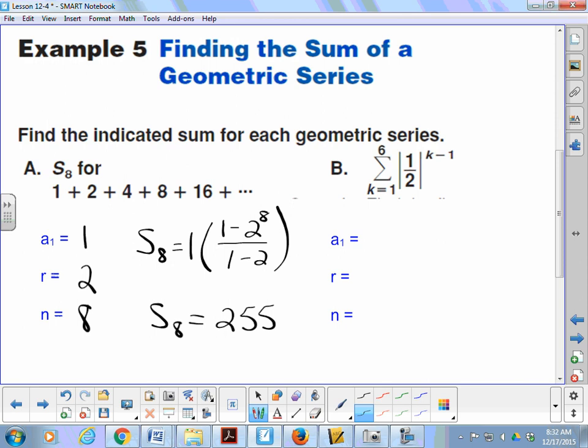Now, when we have summation notation with the geometric one, a sub 1 is when, just like it was with arithmetic, I put 1 in for k, and what do I get? So this is the absolute value of 1/2 to the 1 minus 1 power. Well, what's 1 minus 1? 0. Okay, and anything raised to the power of 0 is 1. So a sub 1 in this case is 1.